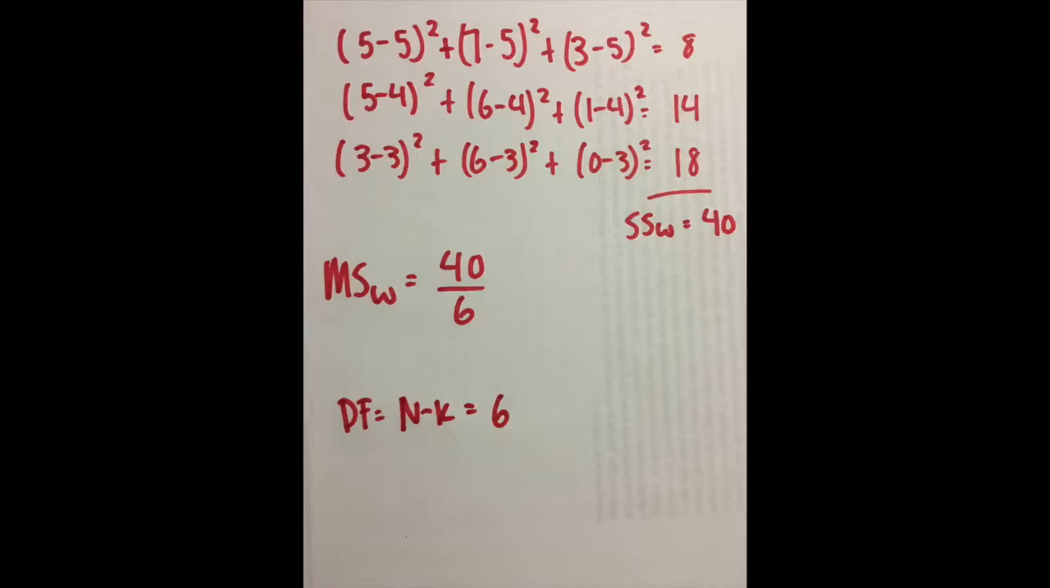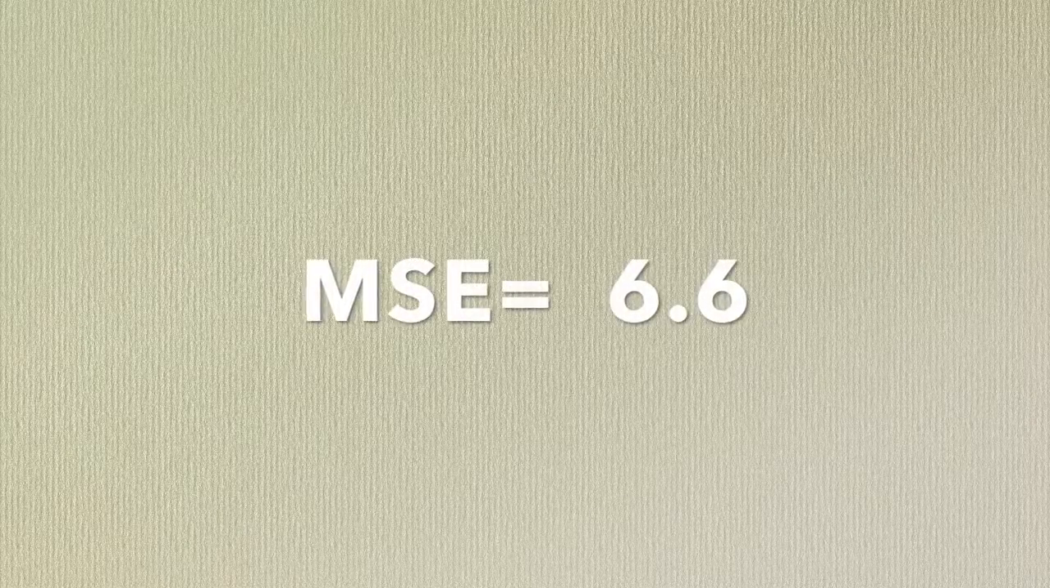Now we need to find the degrees of freedom. So we have to do n minus k. N is the total observed, which is 9, and k is 3. So our degrees of freedom is 6. Okay, so after we divide the top and the bottom, our answer for MSE is 6.6.